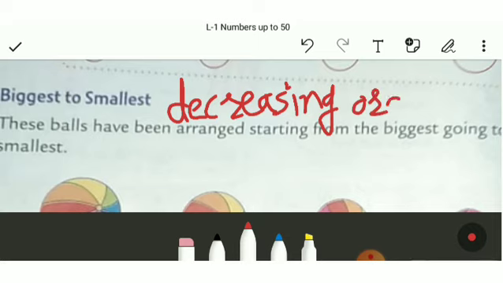Decreasing order. Okay, remember this. Smallest to biggest order is called increasing order. Biggest to smallest is called decreasing order.